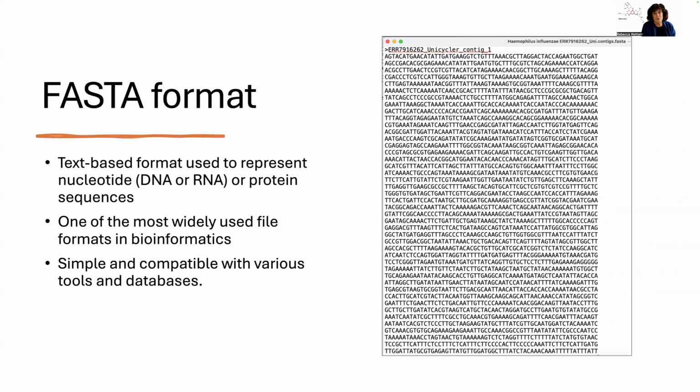The FASTA format is something you probably will use. BV-BRC for every annotation job provides a FASTA format for the contig, for the genes, and for the proteins. This is a widely used format by bioinformaticians, by biologists, and it's just showing the sequence. The first line is always a header that's giving some description as to what it is, followed by the sequence.